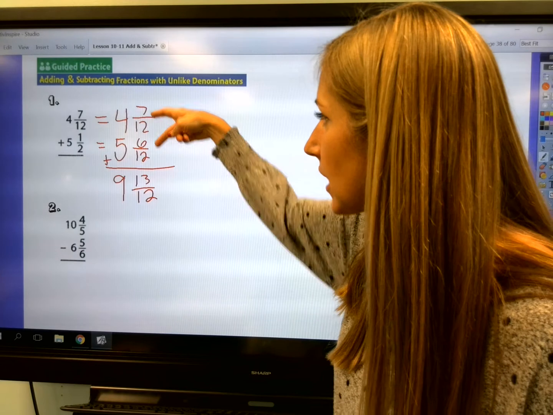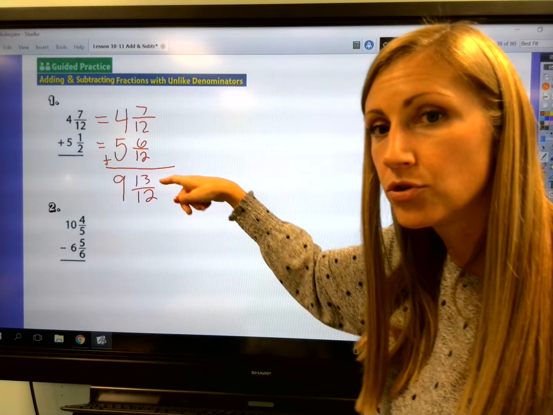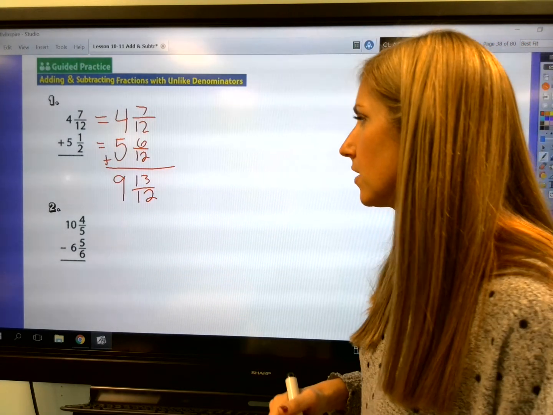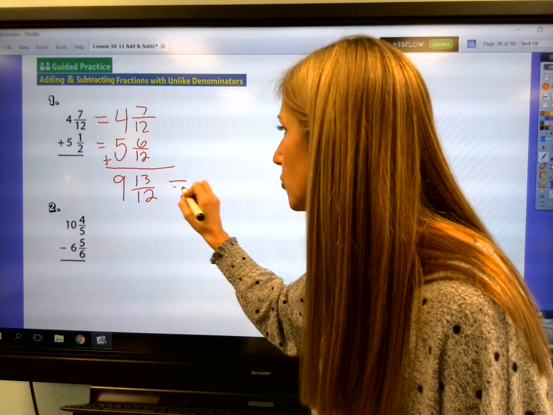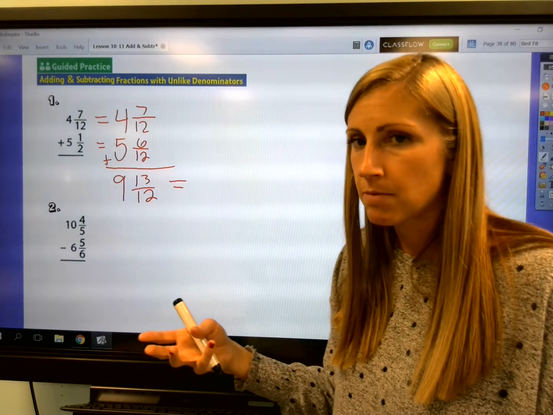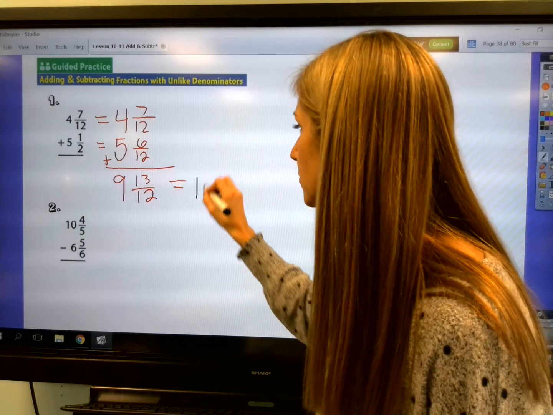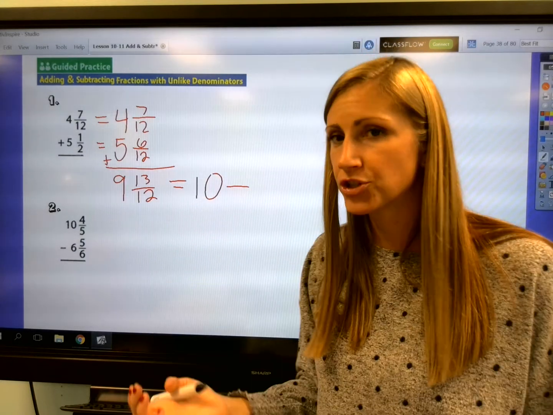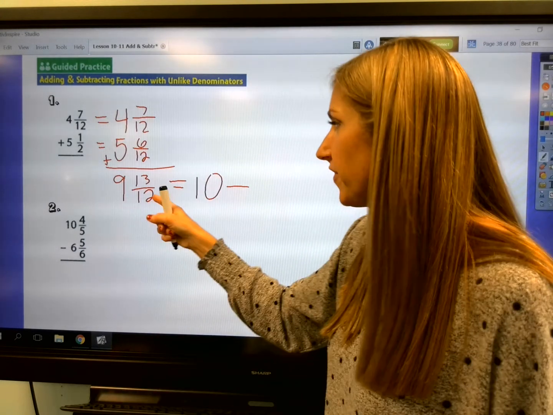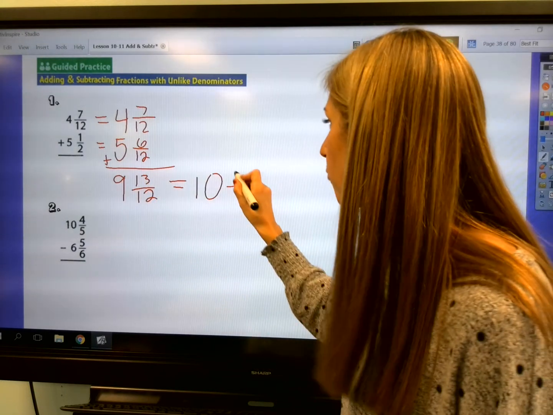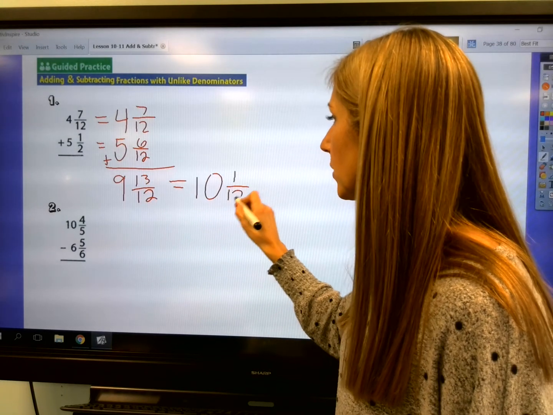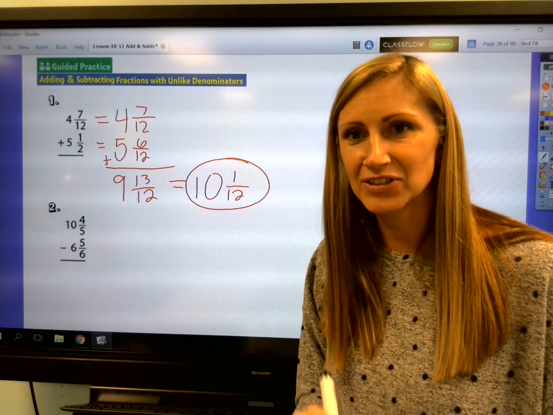So I added them together and I have an improper fraction because the numerator is larger than the denominator. That means I need to show how this became a bigger fraction. If I can take a whole out, that means I'm going to have 10. But then how much do I have left over? Well, if I take a 12 out of the 13, I have 1 left over, and we're still working with 12s. This is my final answer. How'd you do?